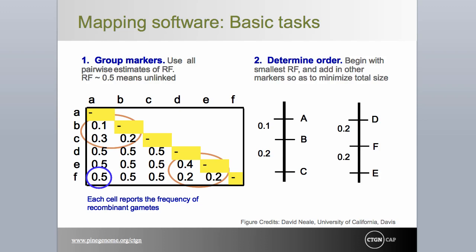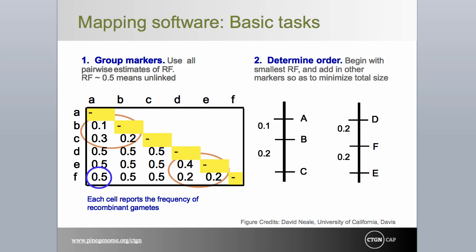Mapping software has two or three tasks, depending on how they are defined. They first calculate the recombination frequency between every pairwise combination of markers. Those markers that exhibit significant linkages are grouped. Note that these groups effectively represent linkage groups or chromosomes. Not all markers in a group need to be linked to all other markers in the group.